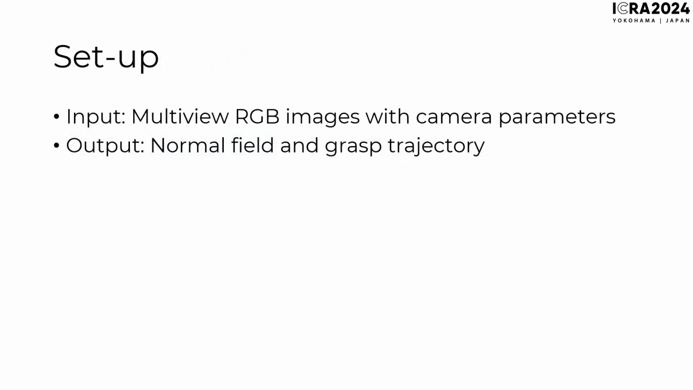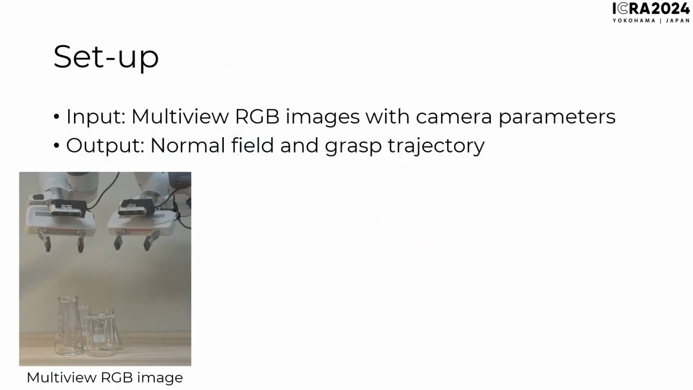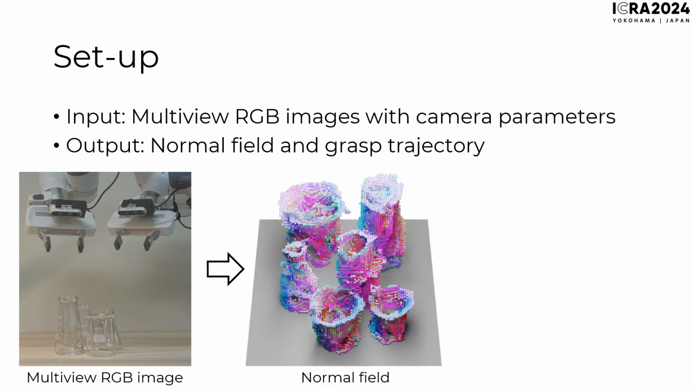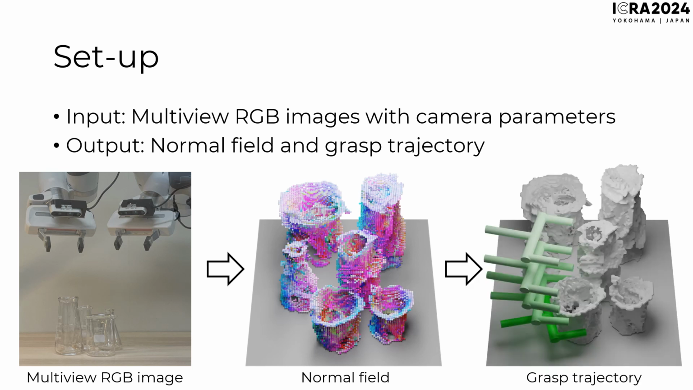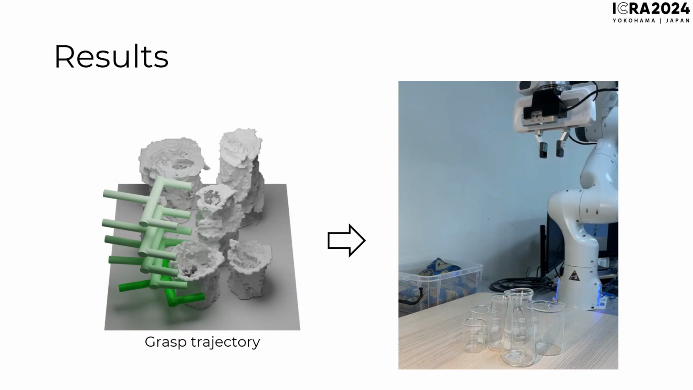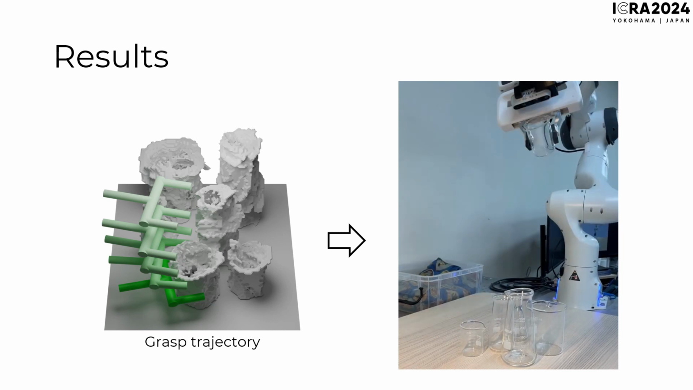So here is a high-level overview of the pipeline. We have multi-view RGB images with camera parameters. We train a volume with estimated normals, which we refer to as the normal field. Here is an example of the estimated geometry colored with normal values. The normal field provides a good enough geometric estimation that we can create a 3D trajectory of a grasp. Then we transfer the estimated trajectory to the robot and grasp the object using the trajectory.